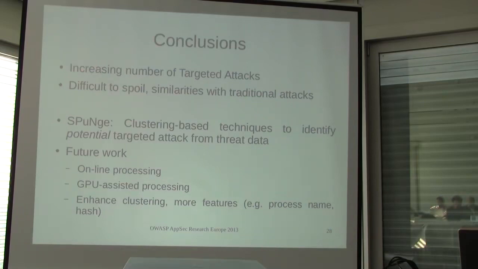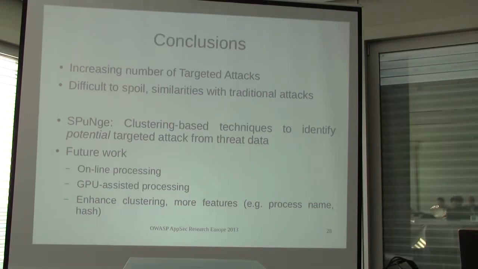So we want to do some GPU assisted processing to make it faster, and this should be pretty trivial to do. And third, we want to bring in some more features, for example, either the process name or the process hash. So we now only cluster based on the host name or the request, so 2 features. But it would be cool also to bring in the process.